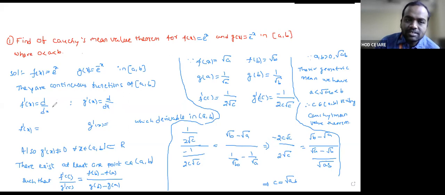f dash of x is equal to e power of x, and g dash of x is equal to minus e power of minus x. Both are differentiable, and g dash of x is not equal to 0 for every x belonging to a comma b, a subset of R. There exists at least one point c belonging to the open interval of a comma b such that f dash of c by g dash of c is equal to f of b minus f of a by g of b minus g of a.